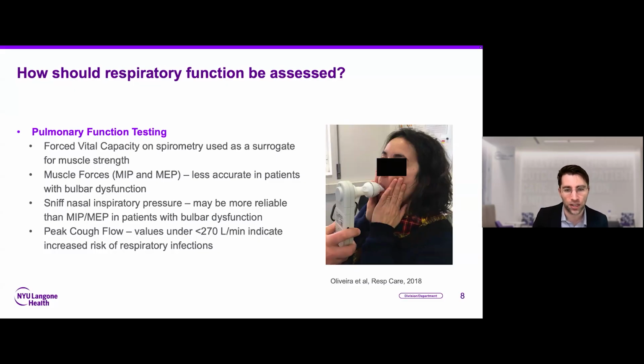But we can also measure it, and they have shown over time that if you have a peak cough flow under this value of 270 liters per minute, the number's not that important, but all that to say, if it is impaired to a certain extent, we begin to think about giving patients a cough assist device to help them with secretion clearance and assist their cough.